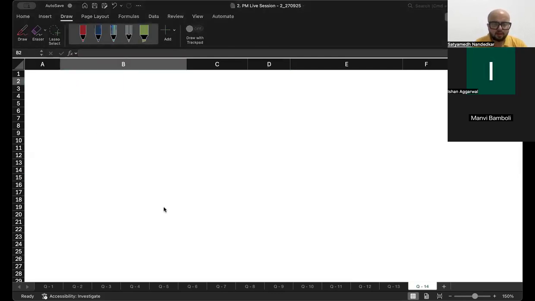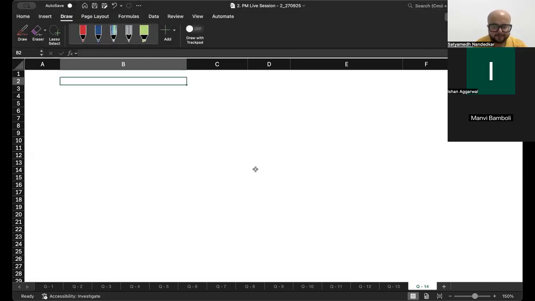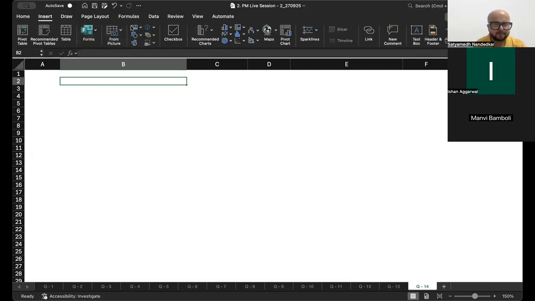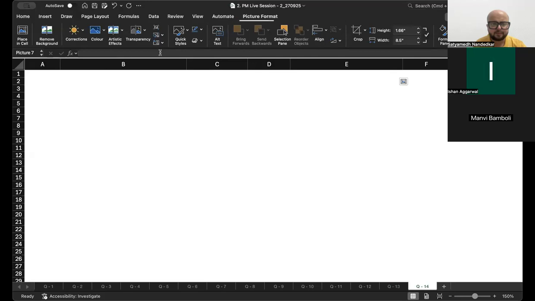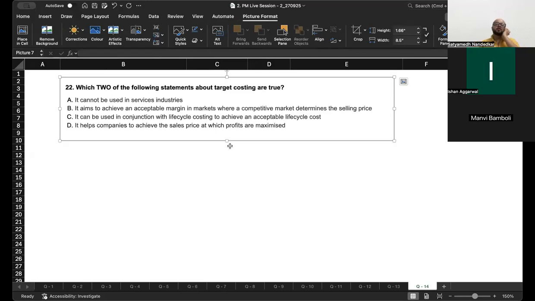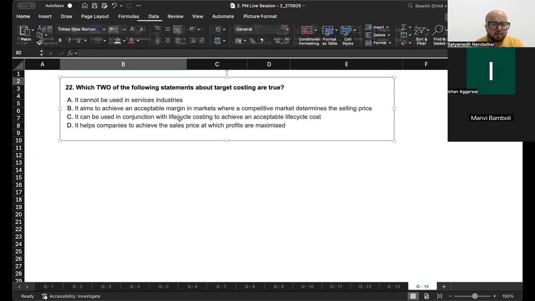Okay, let's see what other questions are there. This looks like a slightly different one. Which two of the following statements about target costing are true? It cannot be used in service industry. It aims... Same question, isn't it? Yes, that's the same.